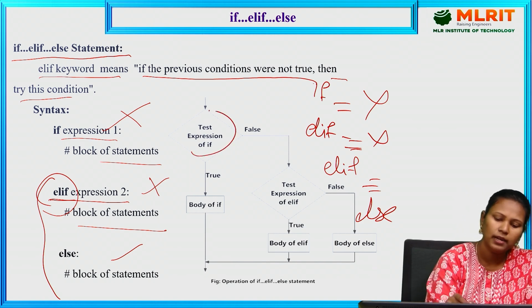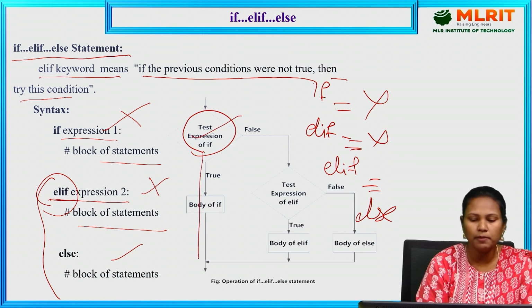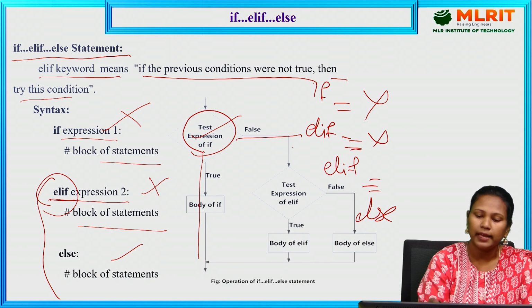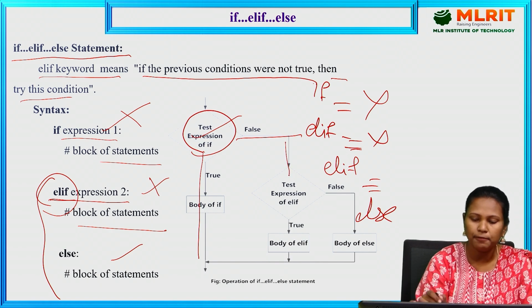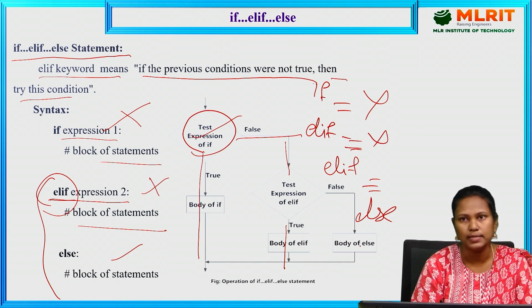So here, testing the condition, this is the flow chart. It checks the condition. If it is true, it executes the body. If it is false, it checks the elif. If that is true, it executes. False means it goes to the else block.